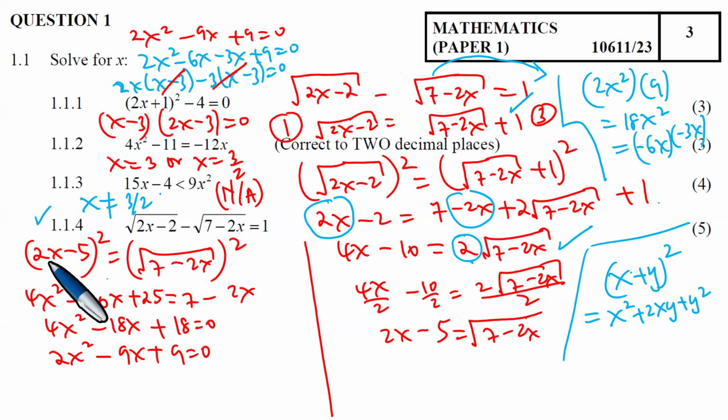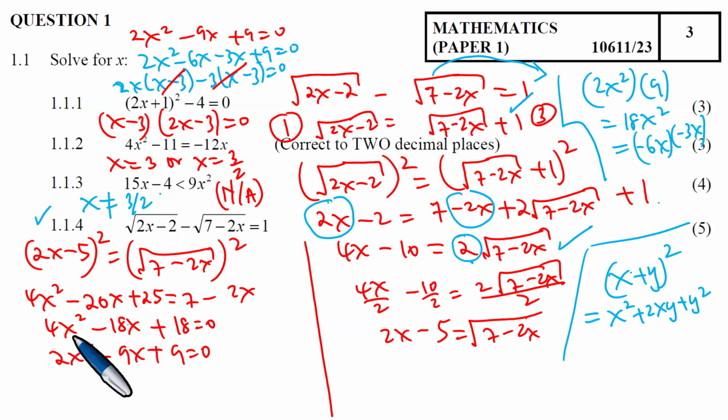Now we have 2x minus 5 is equal to the square root of this. Now we have 1 square root left. Then you square both sides to remove the square root that is left. And then you have 7 minus 2x equals 4x squared minus 20x plus 25. And then we have 4x squared minus 18x plus 18 equals 0.